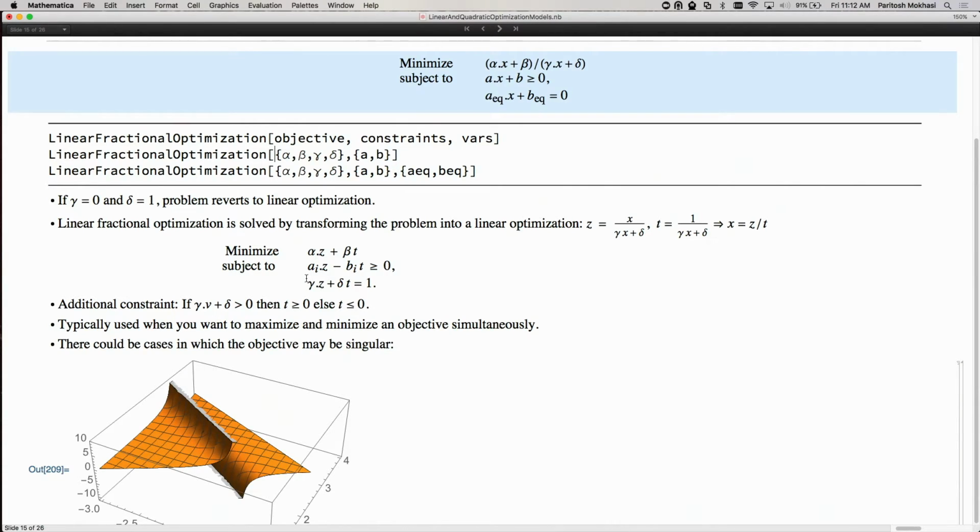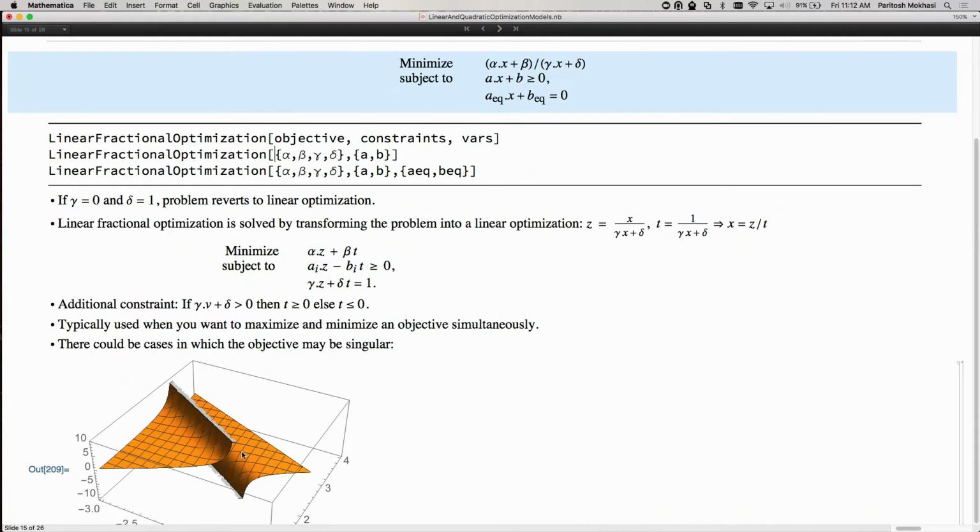The interesting thing about linear fractional optimization is where it's essentially used. You'll typically encounter optimization problems wherein you want to minimize and maximize multiple objective functions. You want to minimize cost, maximize profit, and you want to do that simultaneously. Linear fractional optimization allows you to do that. There are other ways to do it, but linear fractional optimization would be one approach that you could use to solve these kinds of multi-objective problems.